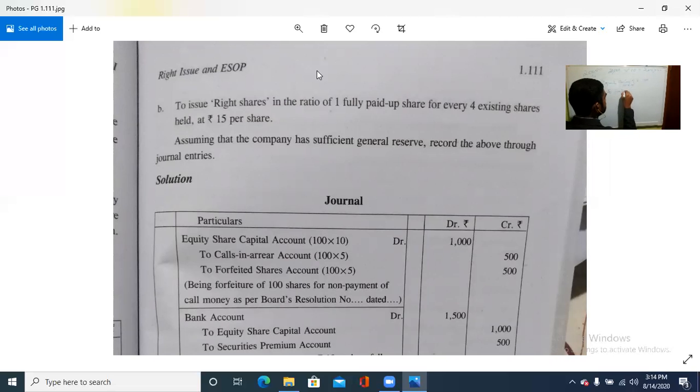So to forfeited shares, 100 into 5, that is 500. To calls in arrear, 100 into 5, that is 500. So this is the first case. Equity share capital account debtor 1,000, to forfeited shares 500, to calls in arrears also 500. So forfeiture of 100 shares for the non-payment of call money as per the board resolution. Here 5 is paid and 5 is pending. Clear? Then after that, the entry for application, bank account debtor to equity.